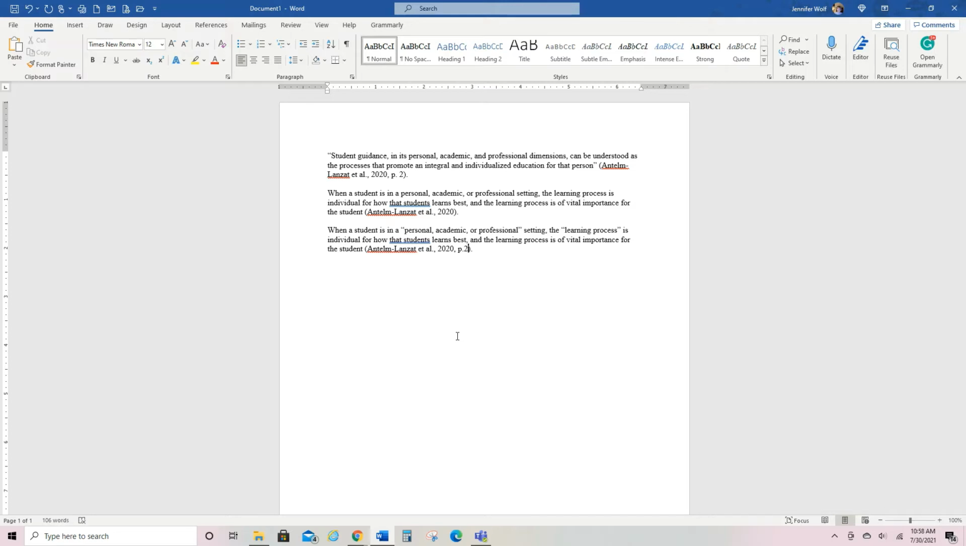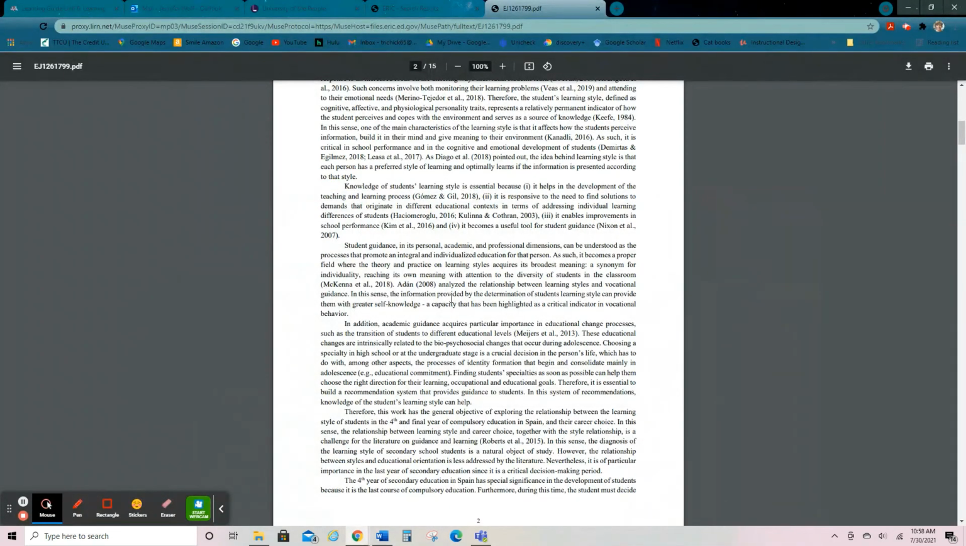Okay, so here I paraphrased. The only difference is I don't have to put the page number and I didn't put quotation marks. This, like I said, is a partial quote. So I put quotation marks and I still put the page number because I want to tell the reader, go here and you can see exactly what this person says.